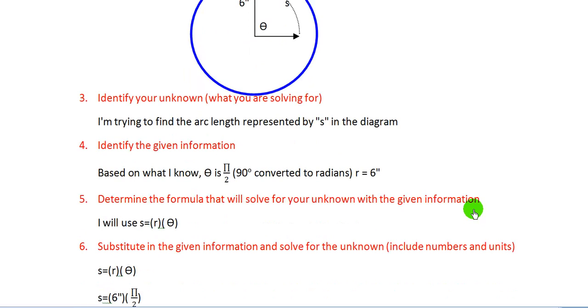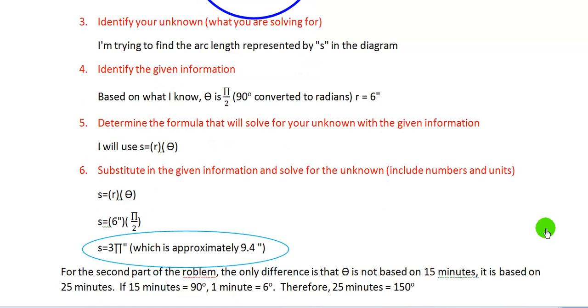I need to find a formula that I can use to help solve that. So I'm going to use this formula right here. S equals R times theta. That's one of the formulas that we went over in class. You're going to substitute in the given information and solve for the unknown. And you need to include your numbers and units. Remember, you need to convert theta to radians in order to successfully use this formula.